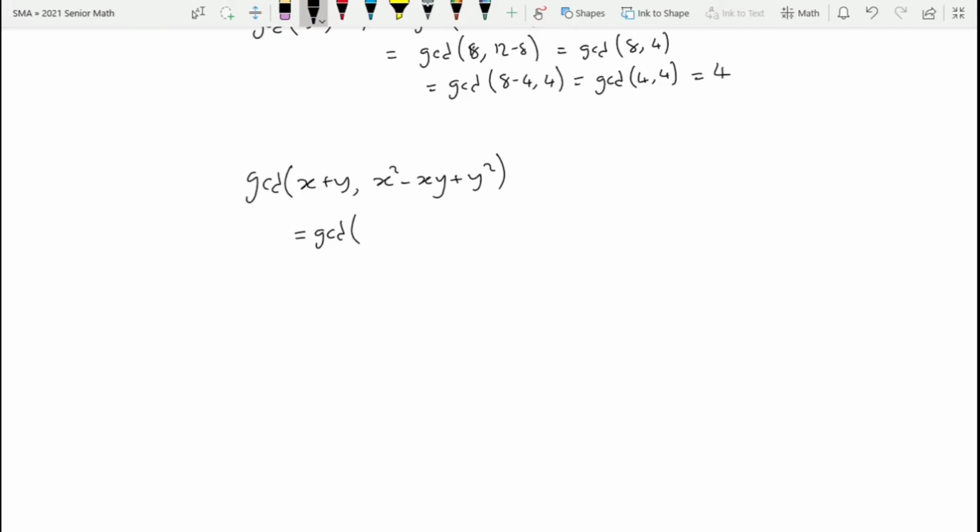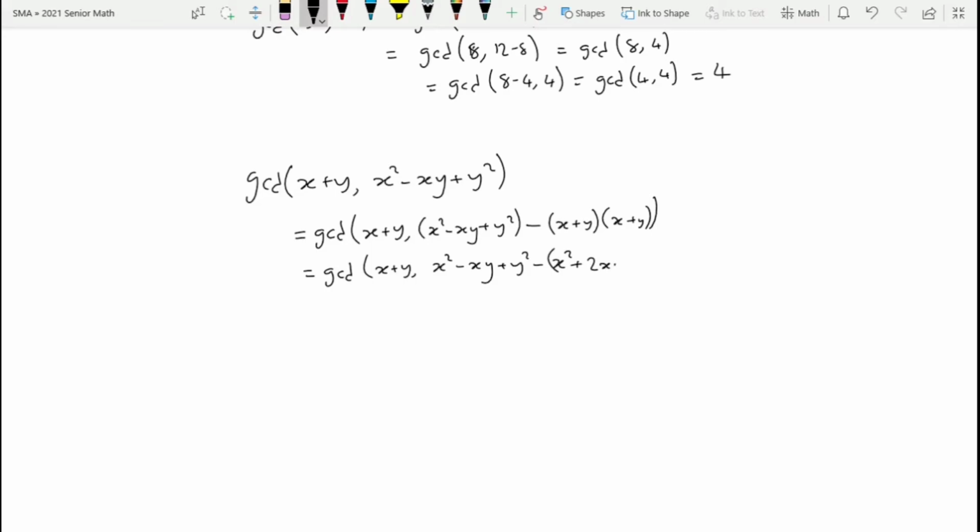This is equal to the GCD of, it doesn't really matter which one is smaller in the Euclidean algorithm, it works both ways. So we have x squared minus xy plus y squared. Then we can subtract a multiple of x plus y, and a good one to use will be x plus y times x plus y, since it will help us to cancel out the x squared and y squared. So this is equal to the GCD of x plus y and x squared minus xy plus y squared, minus x plus y times x plus y, which is x squared plus 2xy plus y squared.